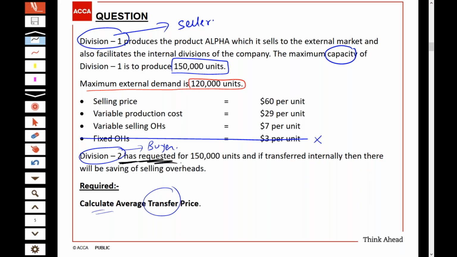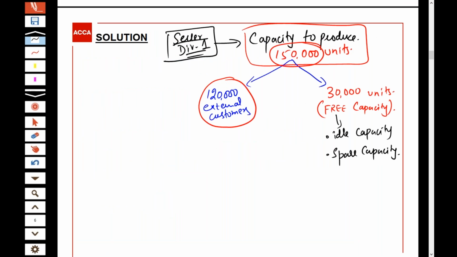Division 2 has requested 150,000 units. If transferred internally, then there will be saving of selling overheads. Now wait, division 2. Just try to understand what is actually happening here.